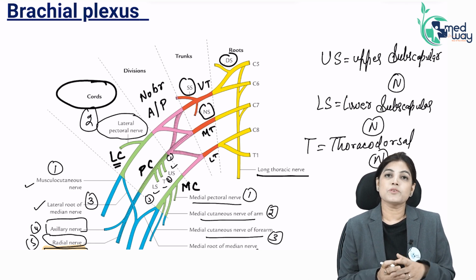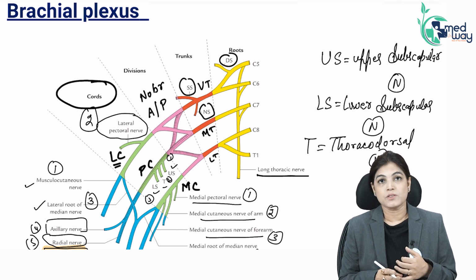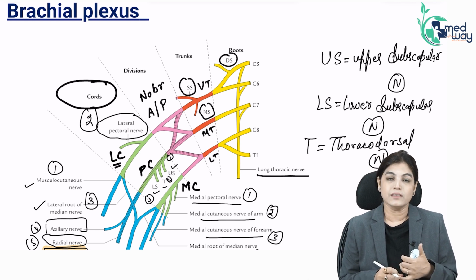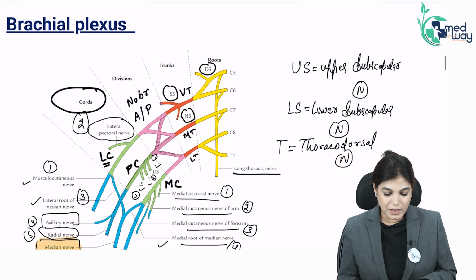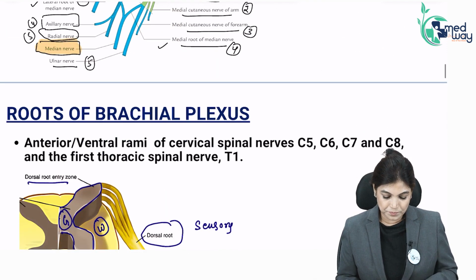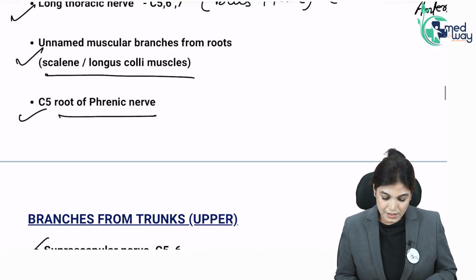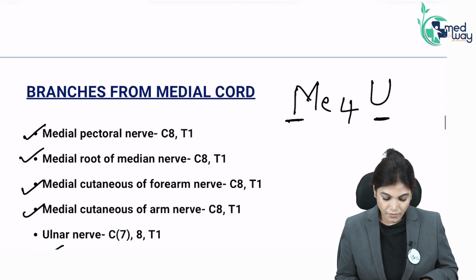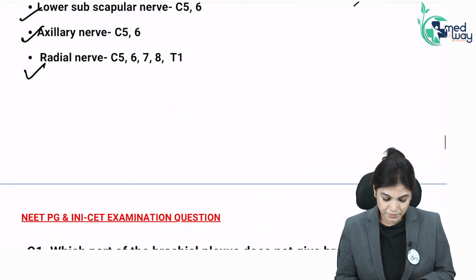Because at times the question can be asked in the form of an image-based question in which you have to identify the nerve. So done. If you know the formation of the nerve, it becomes very easy to identify the branches of the brachial plexus. So done with this. Now let's move on to the clinical anatomy.